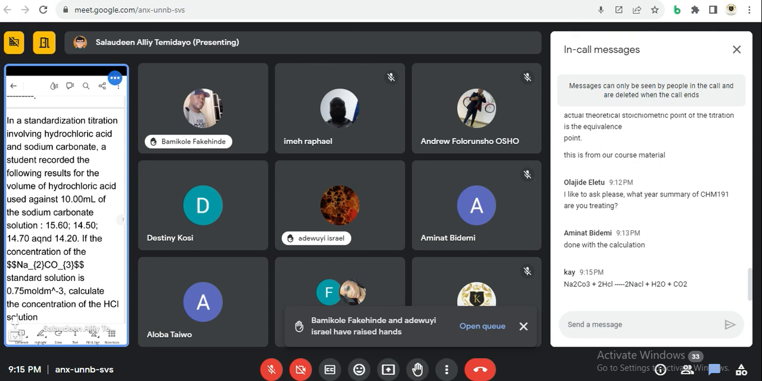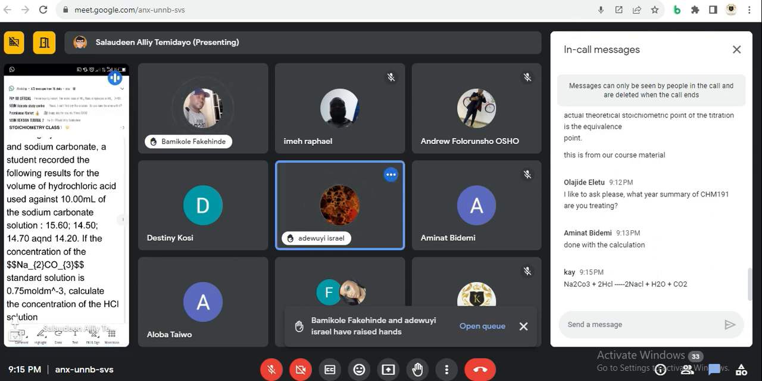You will get your NA from the equation of reaction and NB from the equation of reaction. You are given the CB to be 0.75 mole per dm cube. So calculate the CA.